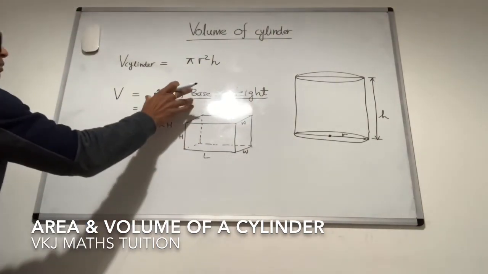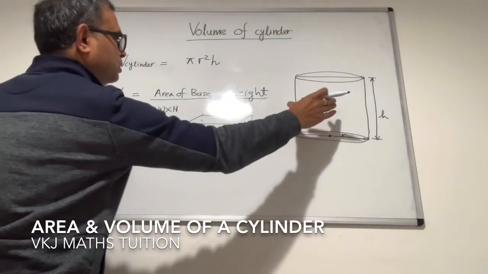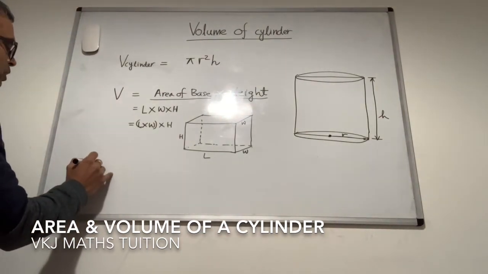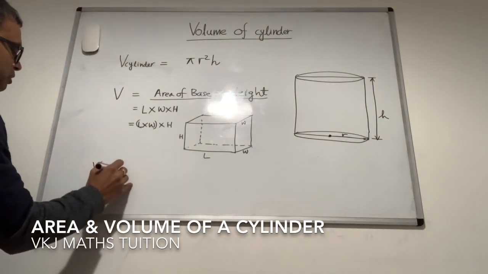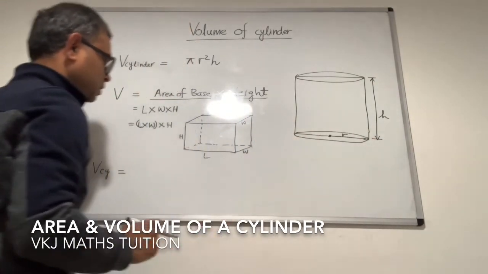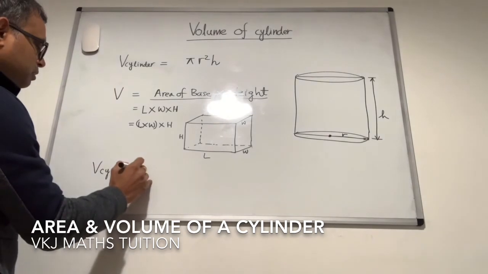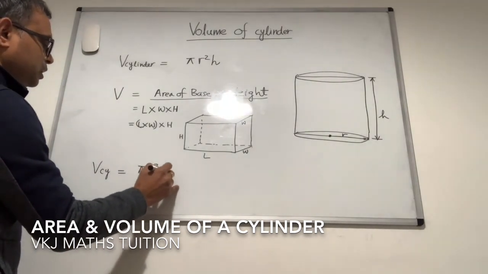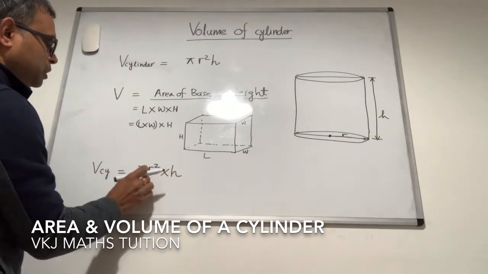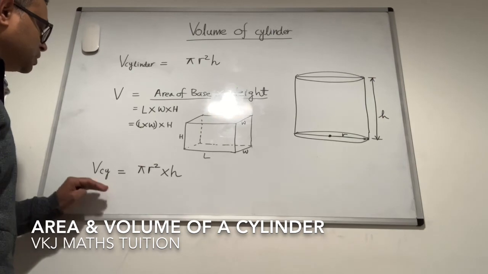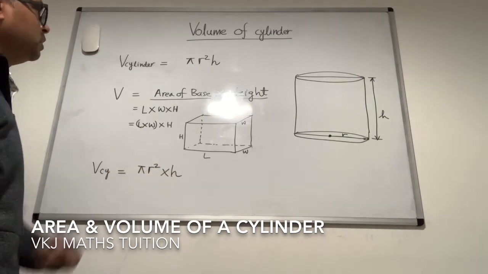The same aspect applies to the cylinder as well. If we have to find the volume of a cylinder, we take the area of its base, and the area of the base is pi r squared, and then into height: pi r square into h. That's why the volume of a cylinder is pi r square into h.